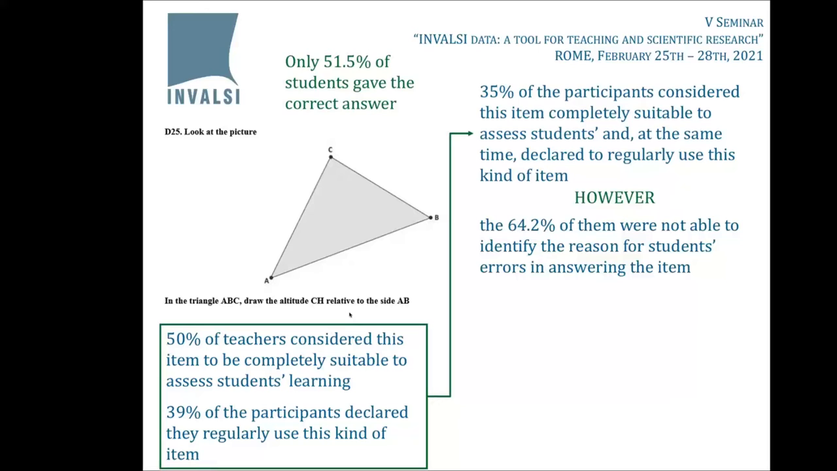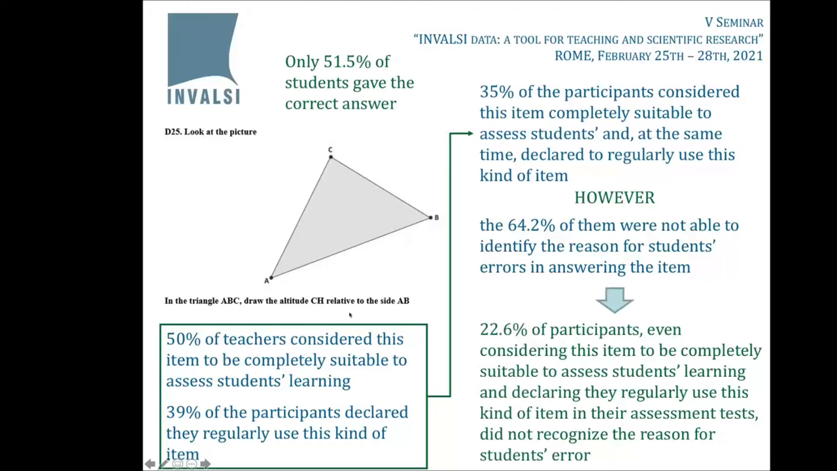That is, 22.6% of participants, even considering this item to be completely suitable to assess students' learning and declaring they regularly use this kind of item in their assessment tests, did not recognize the reason for students' error. In other terms, it is almost one teacher out of eight that considers this item to be completely suitable to assess students' learning, declares to regularly use this kind of item, and was able to recognize the reasons for students' error. Only one out of eight.